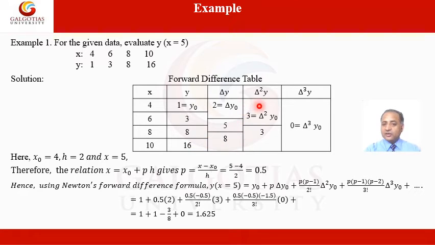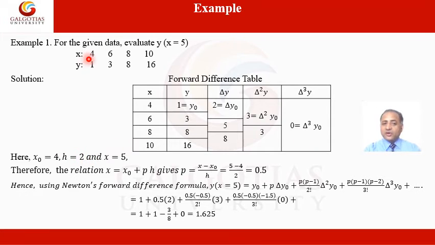And in the next column, we will take the differences of differences, right? That is delta squared y is 5 minus 2, which is 3. 8 minus 5, 3. And in the next column, the third order difference, 3 minus 3 is equal to 0.